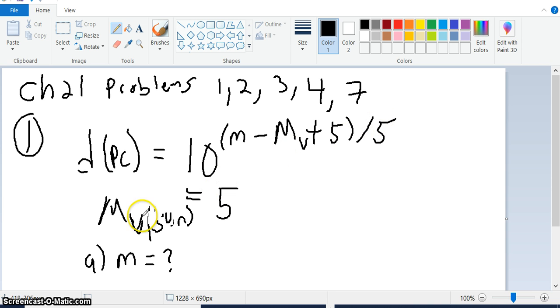They give us that this is supposed to be m sub v, the absolute magnitude of the sun, as 5, and you can see how we could solve this. You just take the logarithm of both sides. We'll do it in just a second.